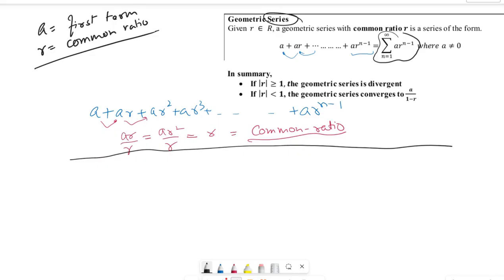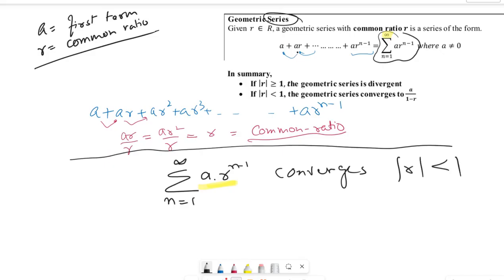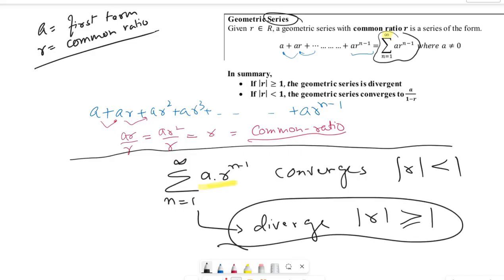Whenever we talk about convergence or divergence, we're talking about what is happening at infinity. You notice we are summing all the terms until infinity here, right? So we say the series n from 1 to infinity of A times R power n minus 1. This format tells me that this is a geometric series. This converges only if the absolute value of R is less than 1. If the absolute value of R is more than or even equal to 1, then this series is going to diverge. That is the main conclusion you're going to remember.